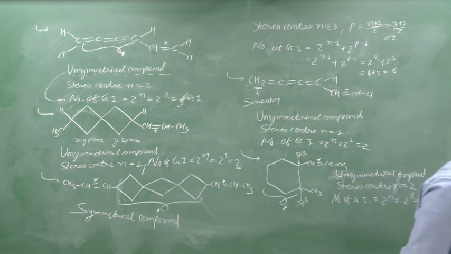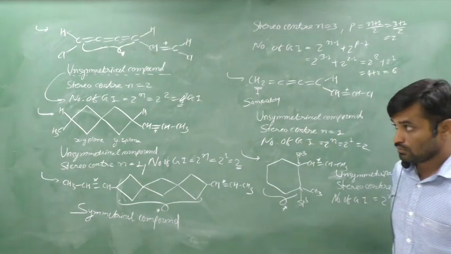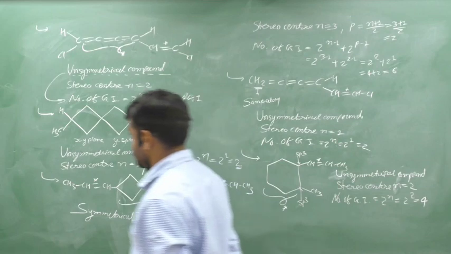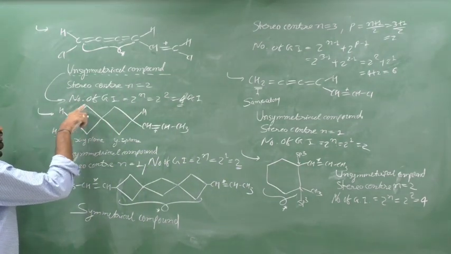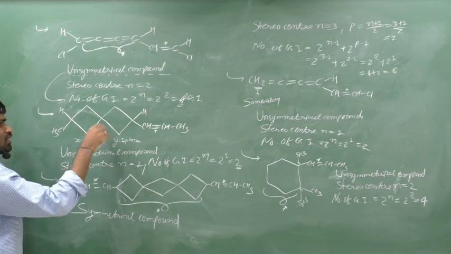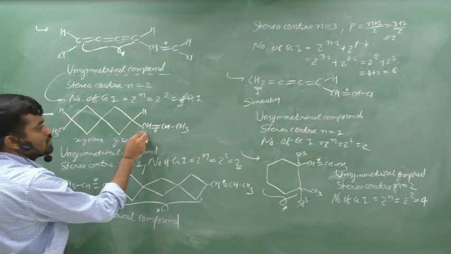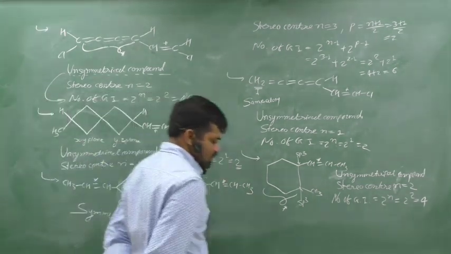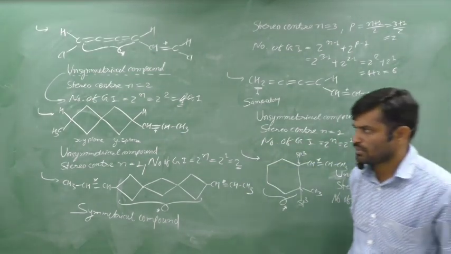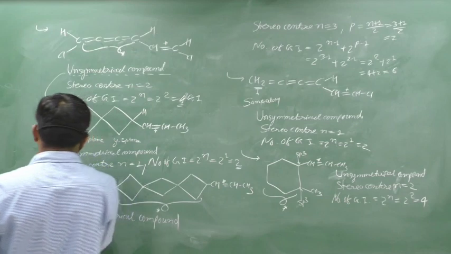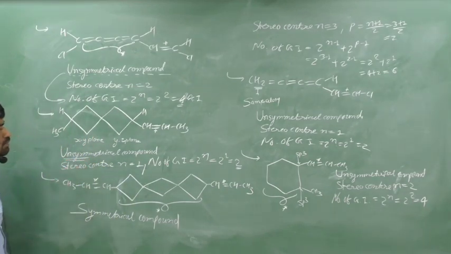Now we can think about some examples from spiro compounds. It is like that: CH3, a 4-membered ring, it is spiro, H, C double bond CH, CH3. First we can think about the symmetry; it is very easily unsymmetrical. If we think about the symmetry, it is unsymmetrical.